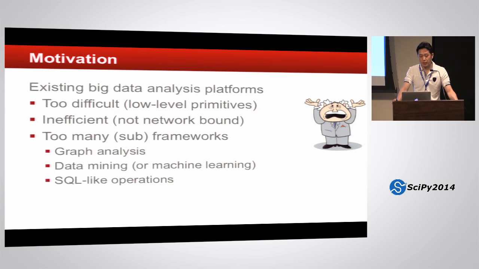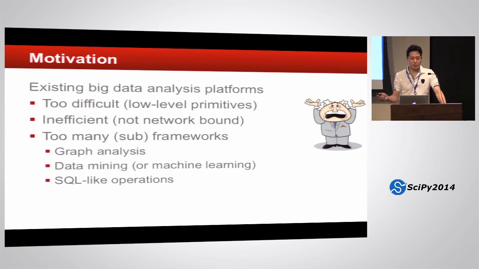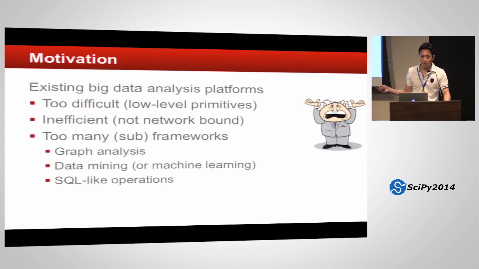So first, motivation of SociaLite. Why did we come up with SociaLite? That's because the existing big data analysis platforms have these problems. When I say big data analysis platforms, I mean mostly Hadoop-based frameworks such as Giraph, Apache Mahout, but also some other frameworks such as GraphLab. In most cases, they are too difficult to use, even for very experienced programmers, because they provide very low-level primitives. Also, in many cases, they are inefficient because the frameworks are not designed to fully utilize the network bandwidth. And in many cases, distributed data analysis should be network bandwidth bound.